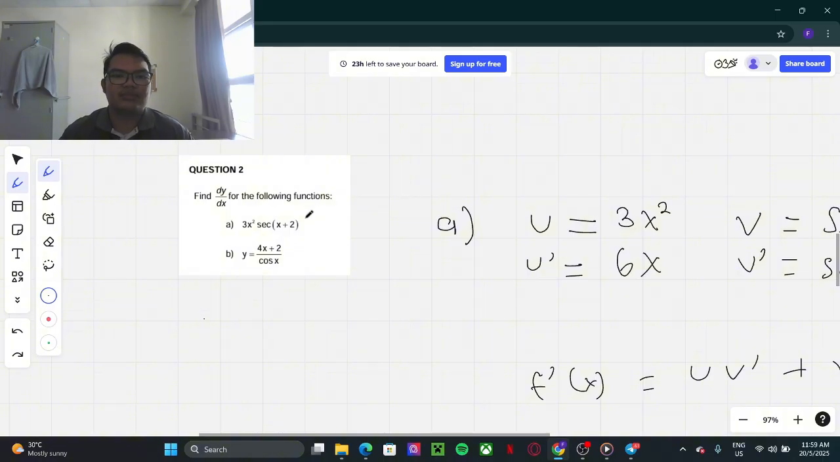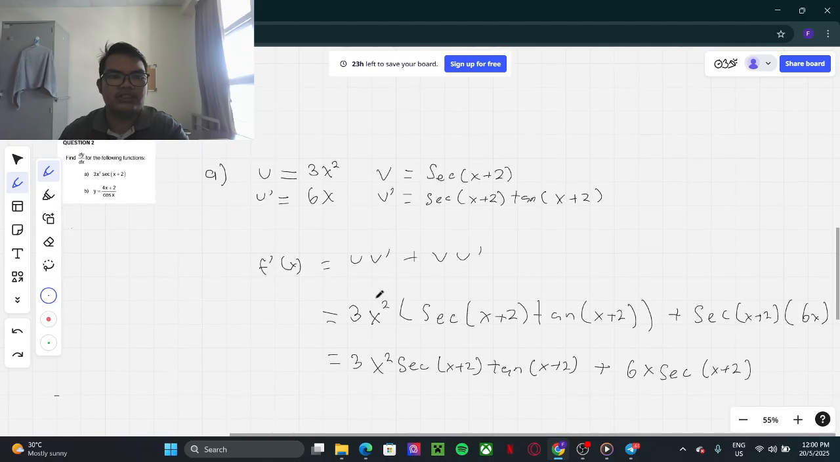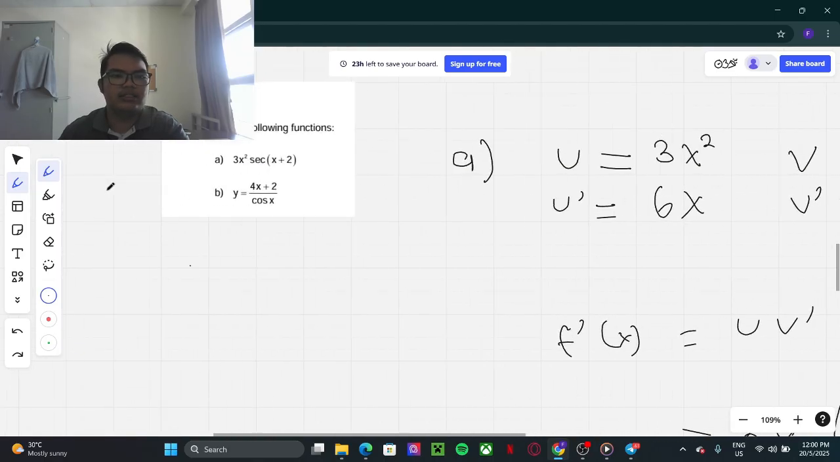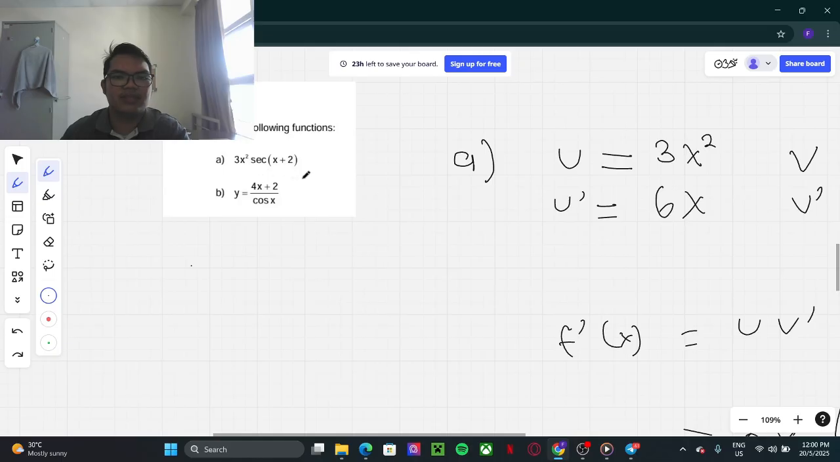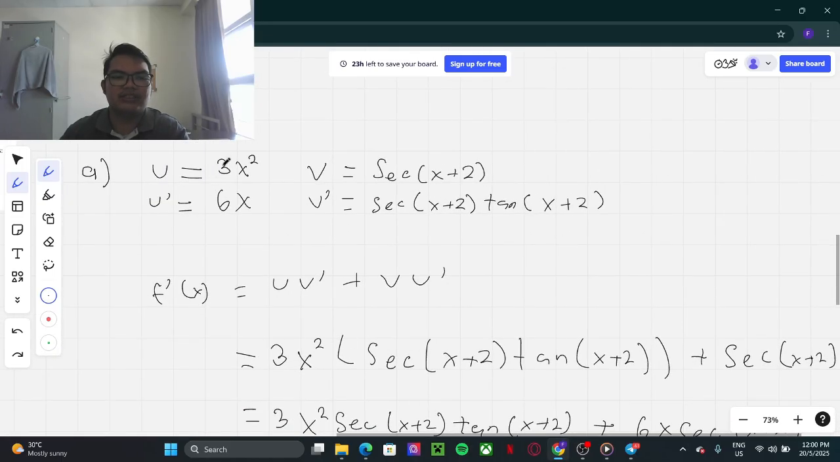Today I will be explaining to you how to do differentiation for these two equations right here. So first, let's go towards question A. For question A, since this equation has two functions right here, we need to use product rule for it. So first of all, we take the u, which is 3x squared, and then the v, which is sec(x plus 2). And for the u prime, we will get 6x since we differentiate 3x squared. And then for v prime, we will get sec(x plus 2) tan(x plus 2) since we differentiate the sec(x plus 2).